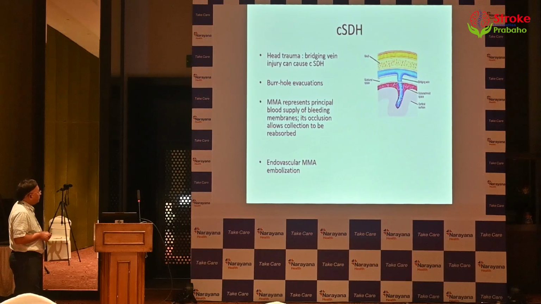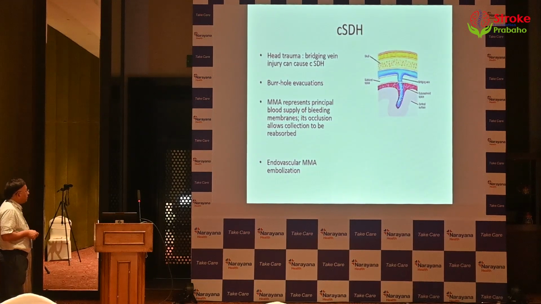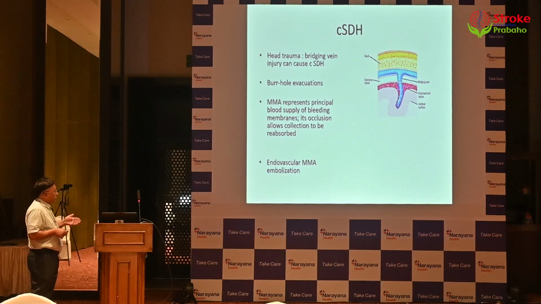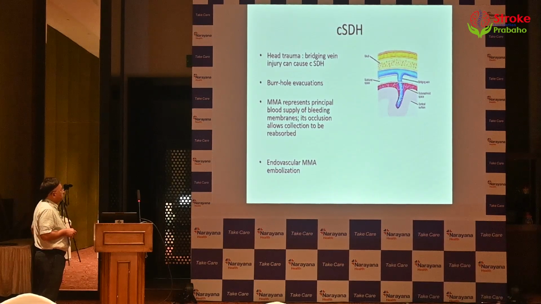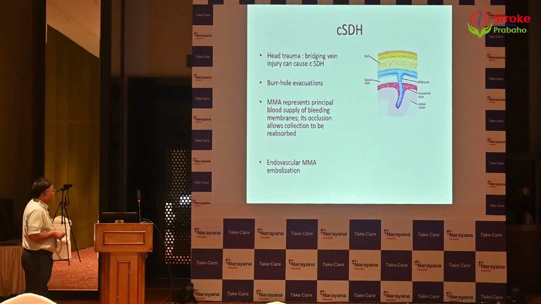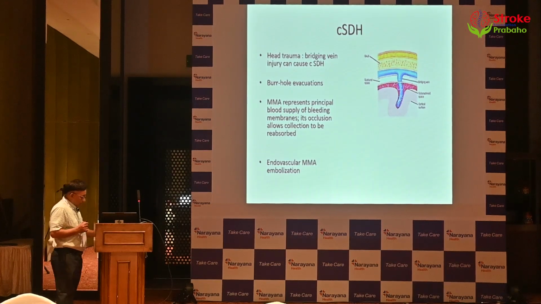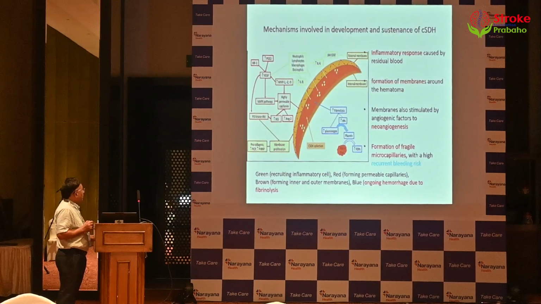The standard treatment is burr hole irrigation. So why are we doing middle meningeal artery embolization? Because the middle meningeal artery represents the principal blood supply to the bleeding membrane, and occlusion allows the collection to be reabsorbed. Along the hematoma there is a formation of membrane, and this membrane is supplied by the middle meningeal artery. So that's why the endovascular MMA embolization came into concept.